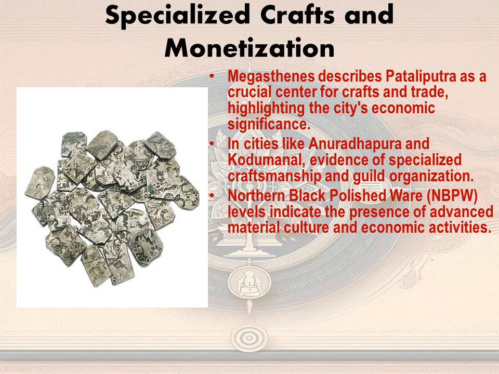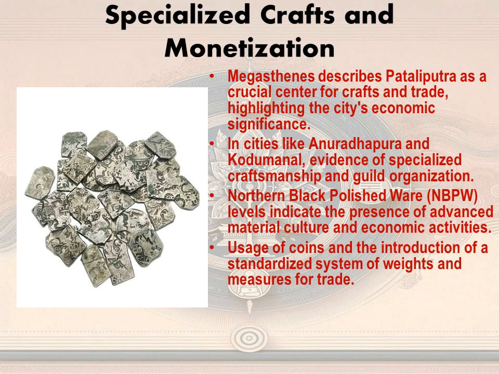Northern Black Polished Ware, NBPW, levels indicate the presence of advanced material culture and economic activities. So NBPW is a very fine pottery and also is an indicator of a Mauryan period site. Hence, the presence of NBPW indicates that there was advanced material culture.